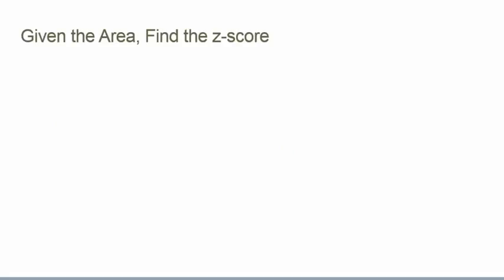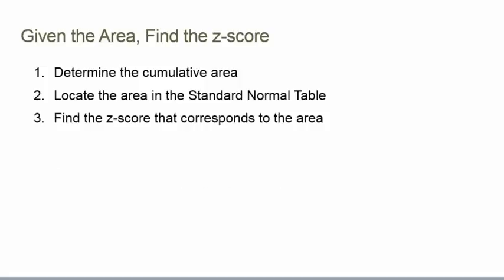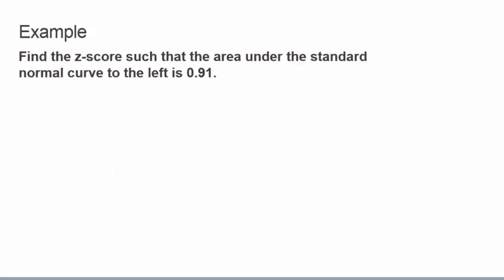Given the area, find the z-score. 1. Determine the cumulative area. 2. Locate the area in the standard normal table. 3. Find the z-score that corresponds to the area. Pictorially, we have our standard normal curve. We have 0 for our mean and a z-score on our horizontal axis. We have a line drawn from our horizontal axis to the curve, and the curve is shaded to the left, and that's our area. So we'll be given the area, and then we have to come up with the z-score that goes with that area.